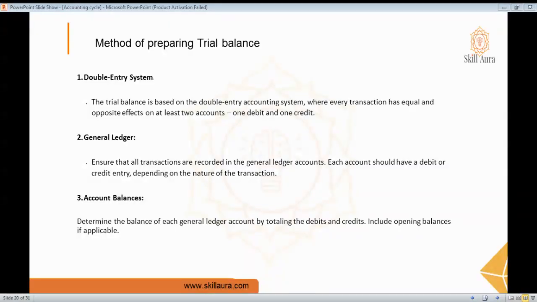The next one is account balance. Here, we determine the balance of each journal or ledger account by totaling the debit and credit. It includes the opening balance and also, if applicable, the closing balance.